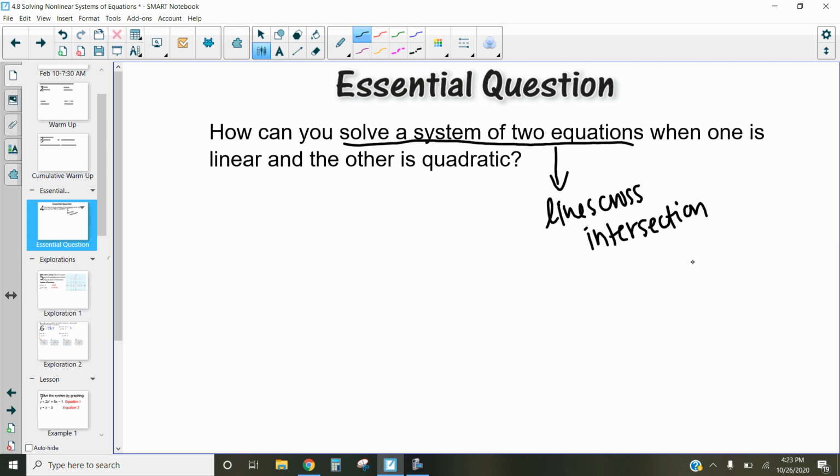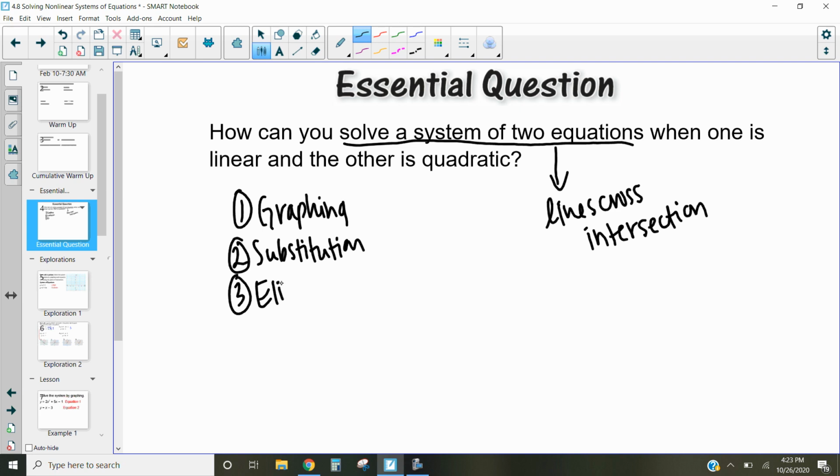So there are three different ways we can do that. We can solve by graphing. We can solve by substitution. And we can also solve by elimination. Now, these are the same three options that you have when you are solving systems of linear equations. Now we're looking at how we would do it with nonlinear equations, specifically with quadratics.